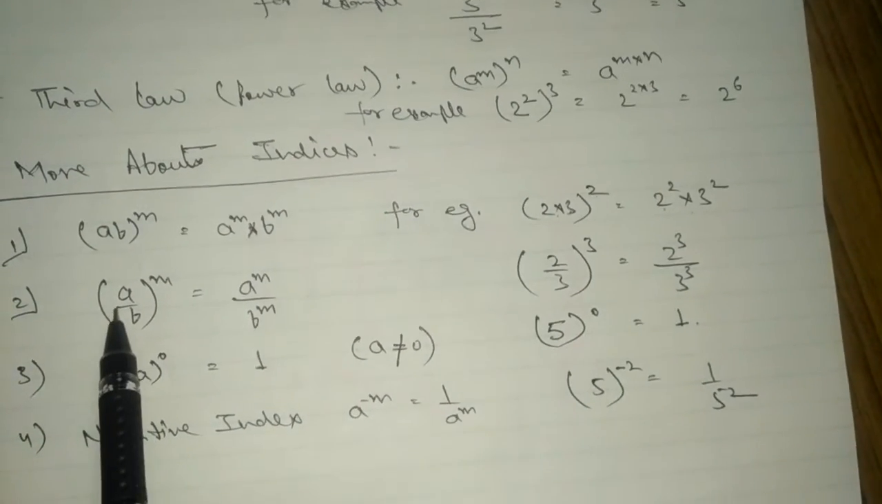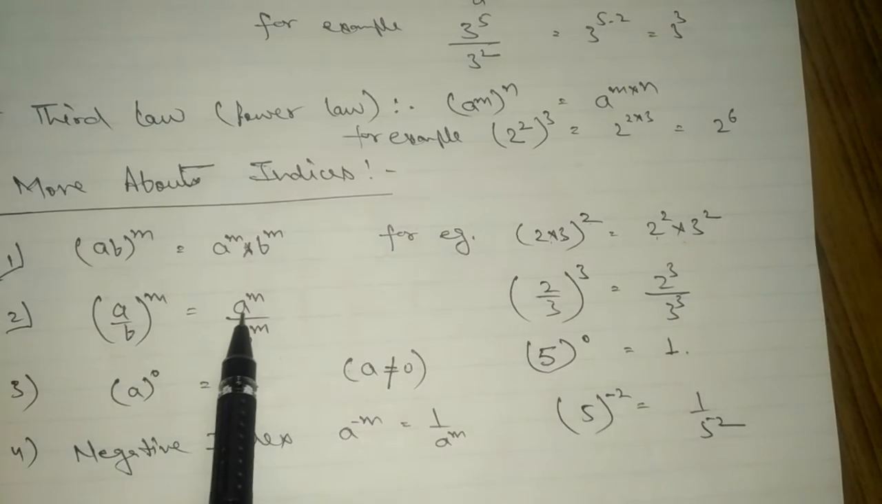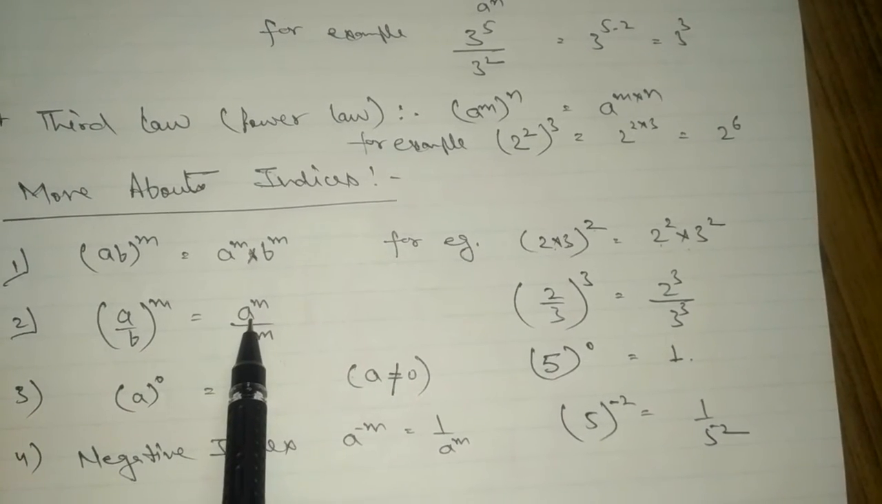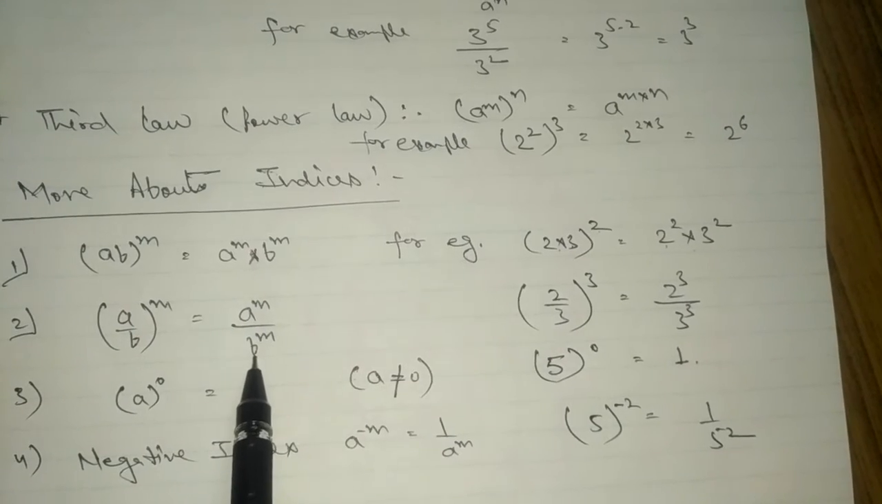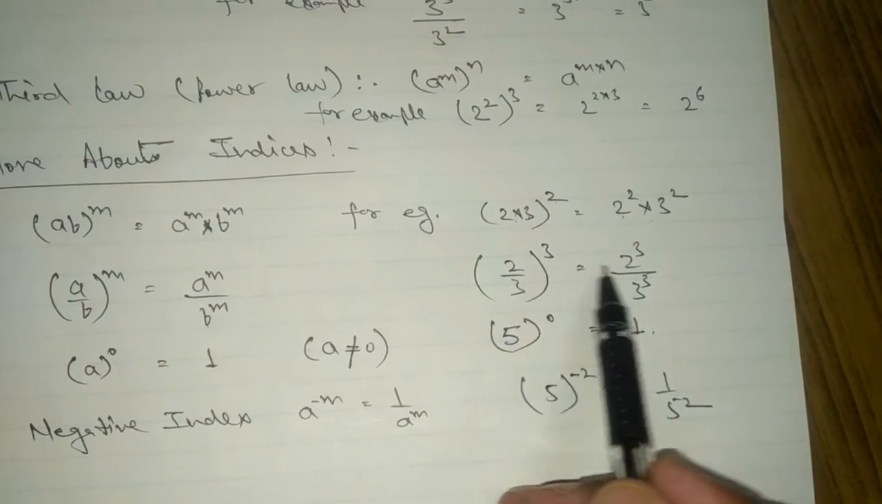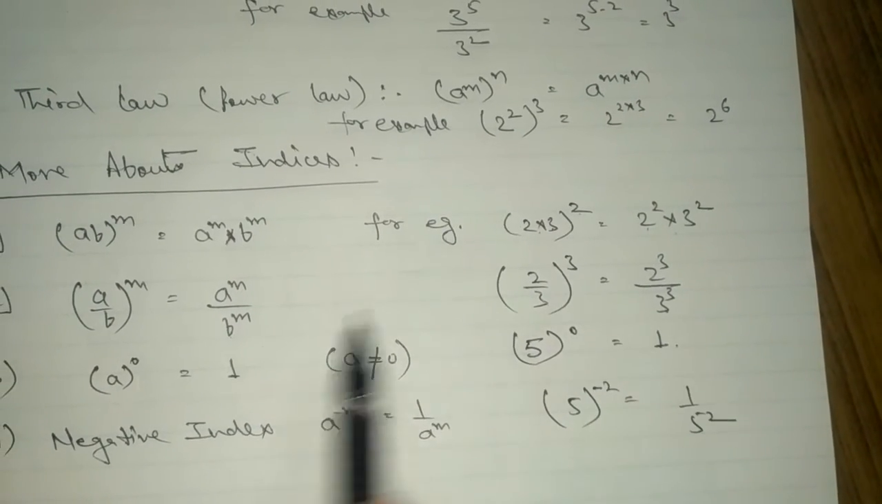Same way, a upon b to the whole power m. If you write individually, in the numerator a to the power m and b to the power m. For example, 2 upon 3 to the power of 3, so 2 to the power 3 and 3 to the power 3.